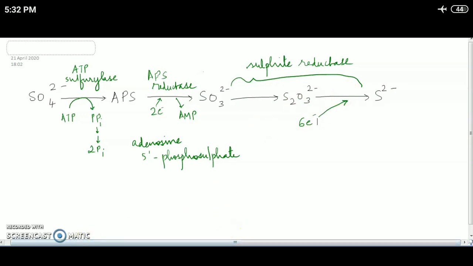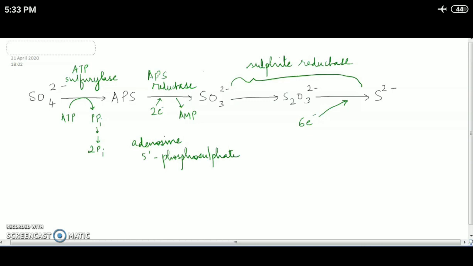Thiosulfate is then converted to sulfide. That is the final or the end product. So we have sulfite getting converted into thiosulfate and then finally into sulfide. These two steps are catalyzed by the sulfite reductase enzyme, and in this process we have 6 more electrons being taken up. So we have reduction or conversion of sulfate into sulfide.